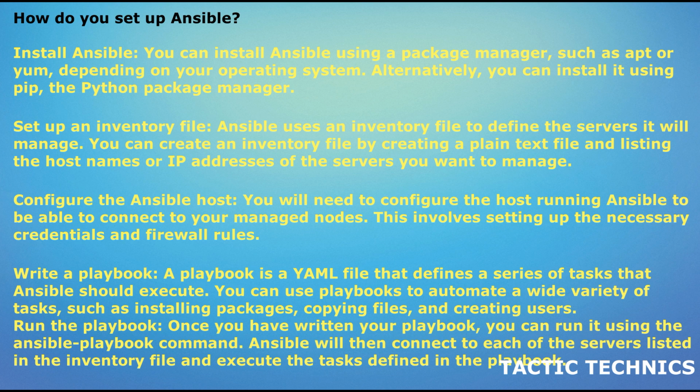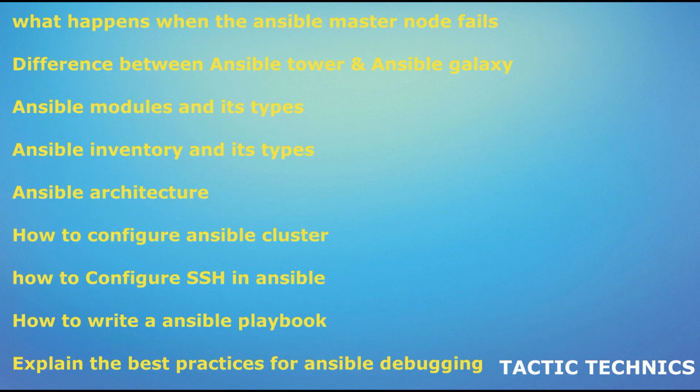What happens when the Ansible master node fails? When the Ansible master node, also known as the control node, fails, it can cause disruptions to your automation tasks, especially if you rely on that node to manage other nodes in your infrastructure. In case of a failure, you can either switch to another control node or set up a new control node.